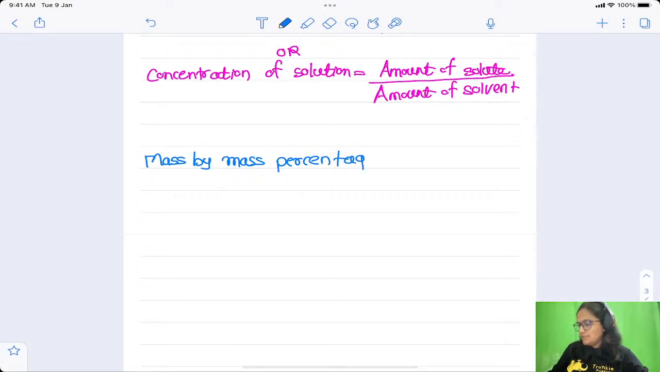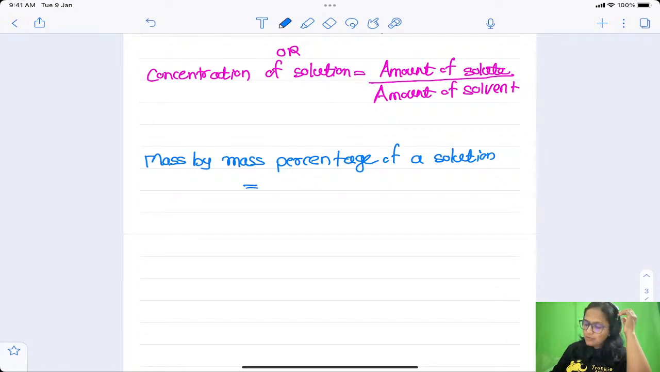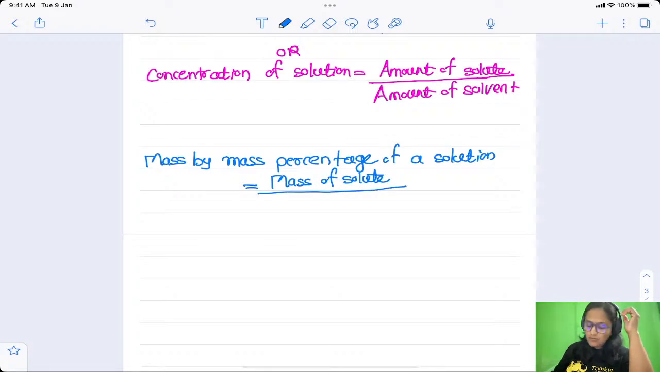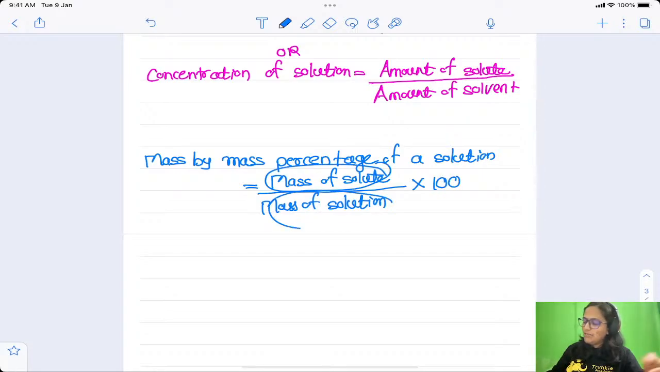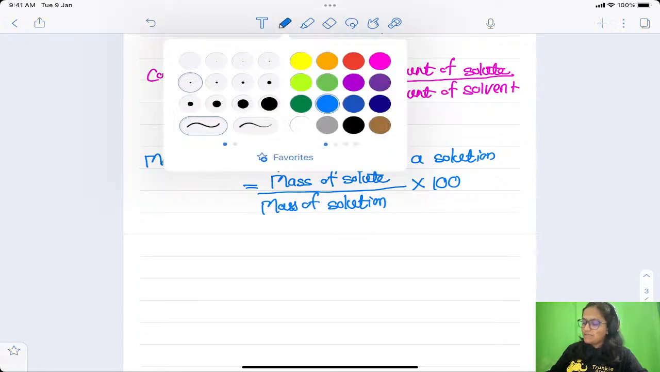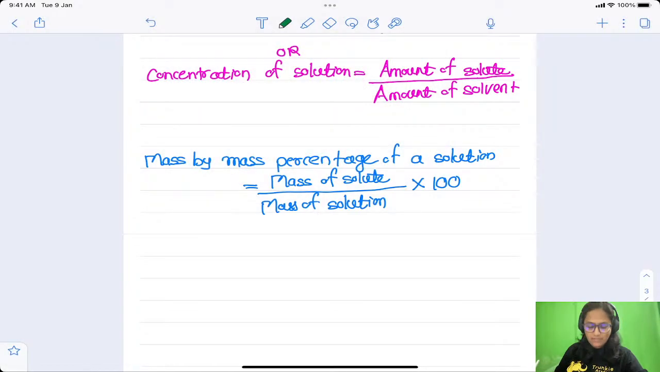Mass by mass percentage of a solution. Mass by mass means what? Mass divided by mass. So it will be mass of solute and mass of solution. Mass of solute divided by mass of solution, right? As it is percentage, for percentage we multiply it by 100, right? So this is obtained mark, this is total mark multiplied by 100. Okay, the same way we find out the percentage marks. Okay, and then the last formula I will write down.